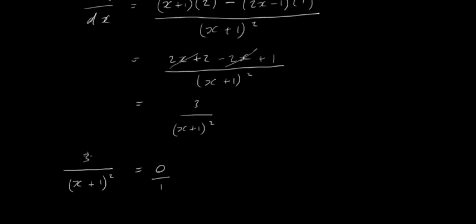I can cross multiply. 3 times 1 is 3. All of this here times 0 is 0. So in other words, 3 times 1 is 3, so 3 must be 0. 3 has to be equal to 0. But 3 is not equal to 0. 3 is a constant, 0 is a constant, they can't be equal to each other, so this is not possible. So therefore there are no turning points on this particular curve.